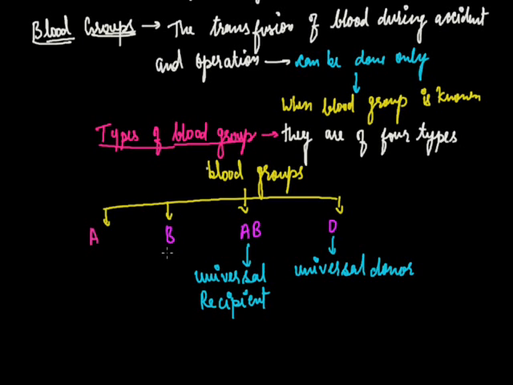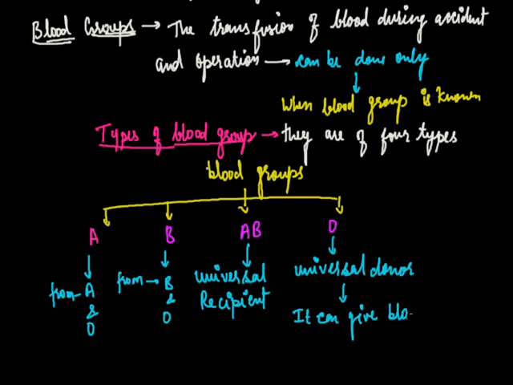Now next is blood group B, and blood group B can receive blood only from blood group B and from blood group O. And A can receive blood from blood group A and blood group O. Universal donor means it can give to all types, and universal recipient means it can receive blood from all types.